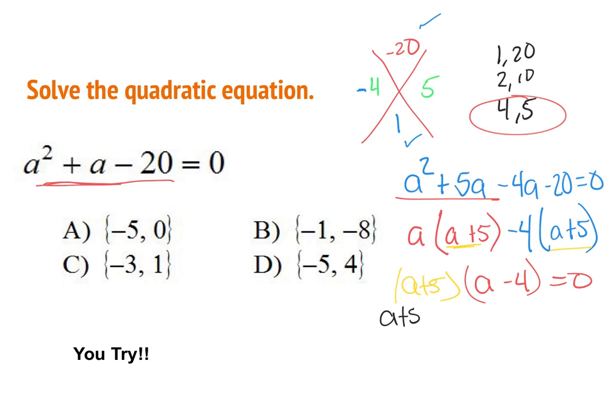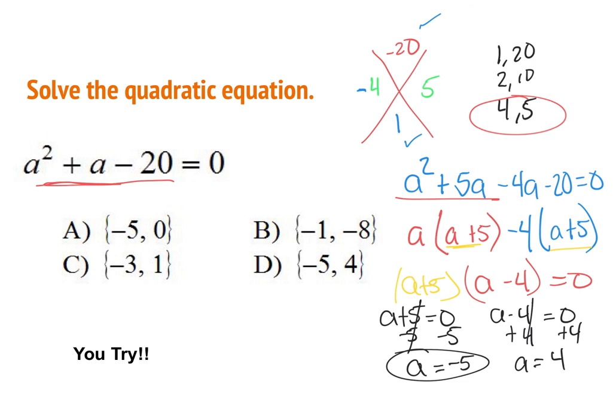So I have a plus 5 equals 0, a minus 4 equals 0. Inverse operation, so a is equal to negative 5. Inverse operation, a is equal to 4. So my correct answers would be 4 and negative 5, which would be D.